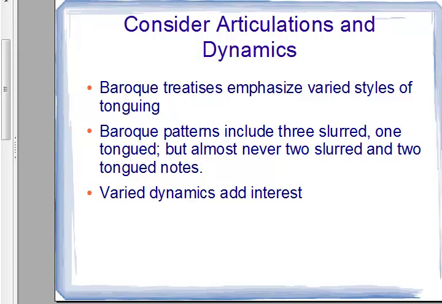Don't forget to consider articulations and dynamics when you're varying your music. Baroque treatises emphasize varied styles of tonguing, and often modern articulation is really devoid of the different styles of tonguing in Baroque music, so you should consider that. Baroque tonguing patterns often include 3 slurred and 1 tongued, but almost never 2 slurred and 2 tongued notes. The pattern 2 slurred and 2 tongued notes is common in the classical period and Romantic period, but not in the Baroque period, and you should avoid that.